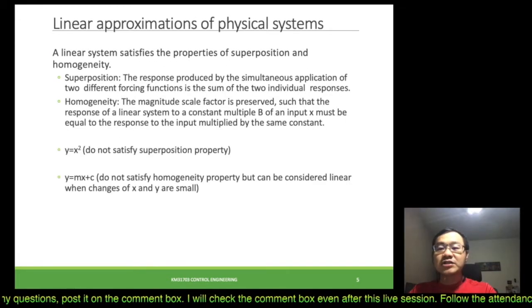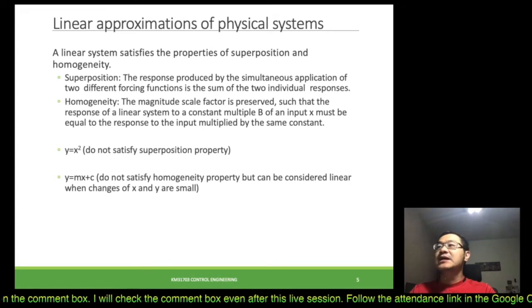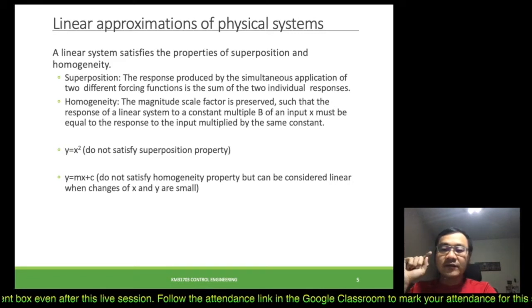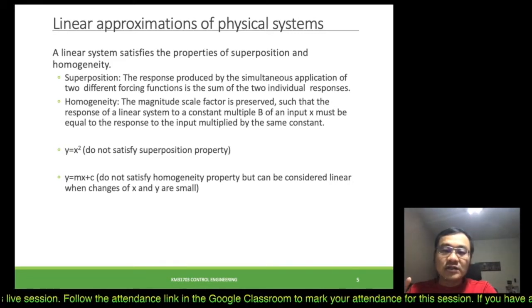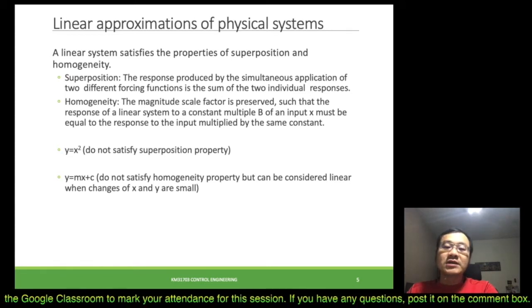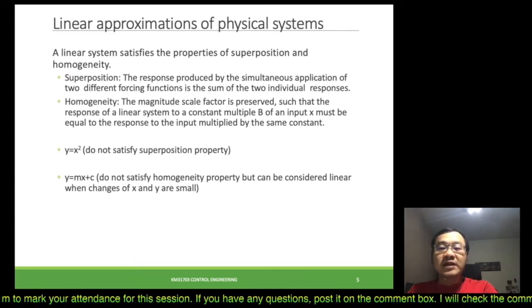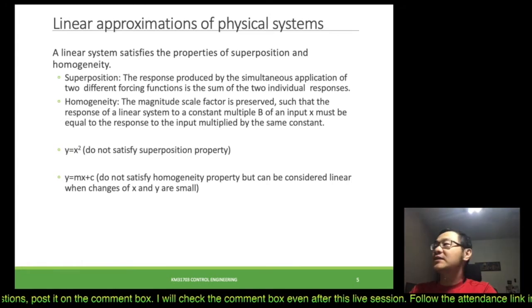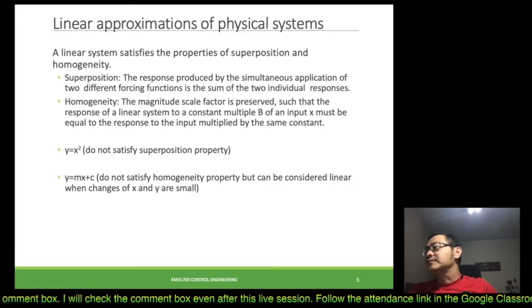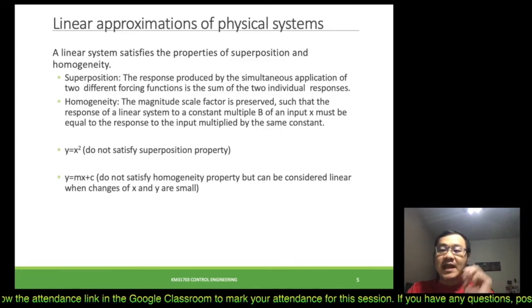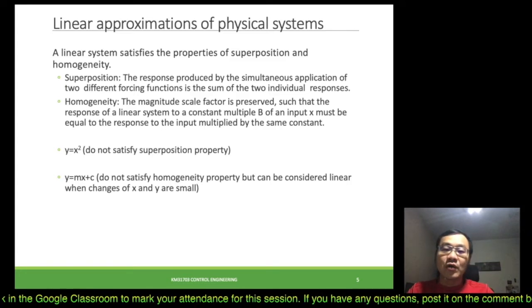Linear approximations of physical systems should satisfy two properties. First, superposition, and second, homogeneity. Superposition refers to the response produced by simultaneous application of two different forcing functions, and they can be summed up together as two individual responses.